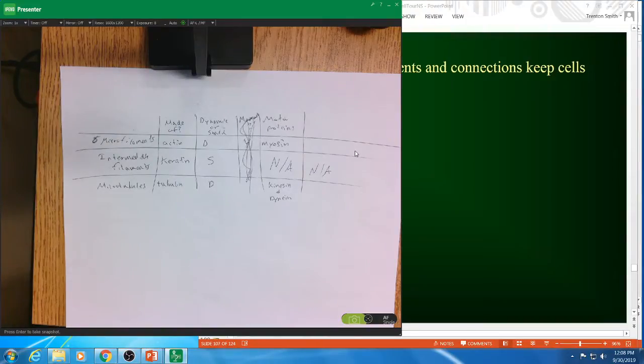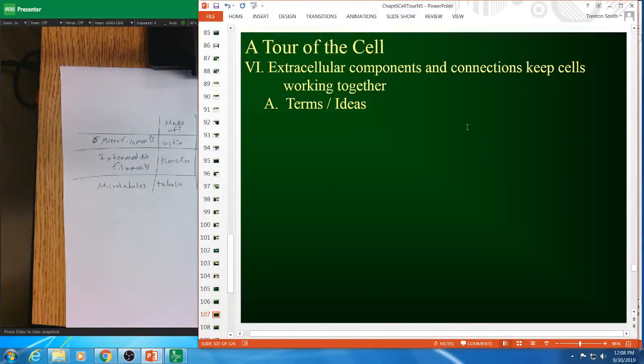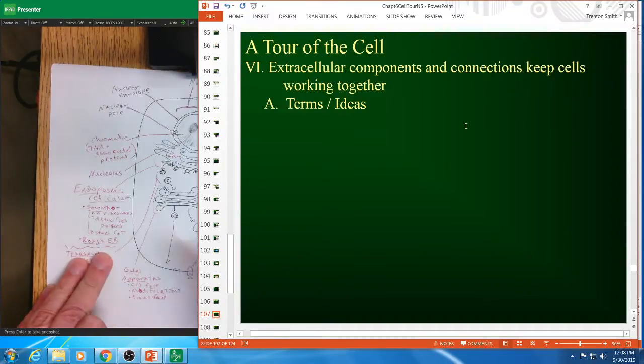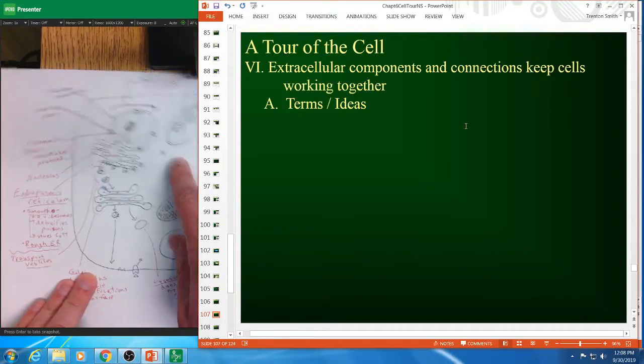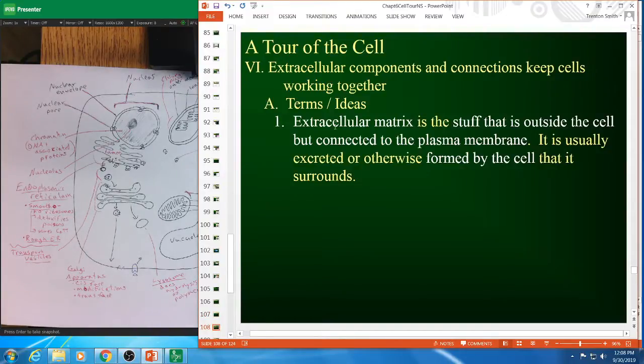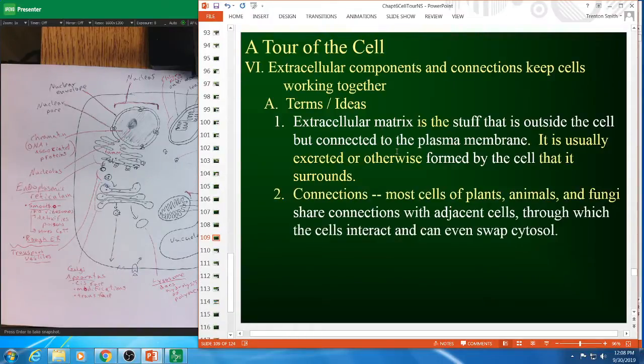Okay, so far we've done things that exist inside the cell. Now we're going to start looking at some things that are outside the cell and some things that hold two adjacent cells together. So that's this next kind of component. Some terms or ideas: the extracellular matrix is that stuff outside the cell. I'll let you write all this together in the connections.